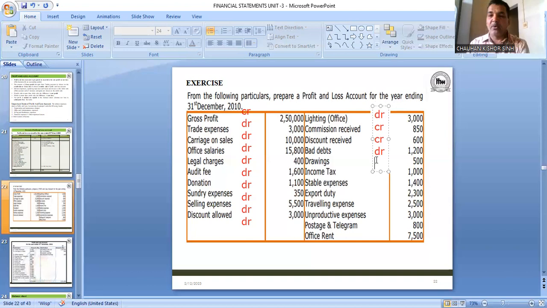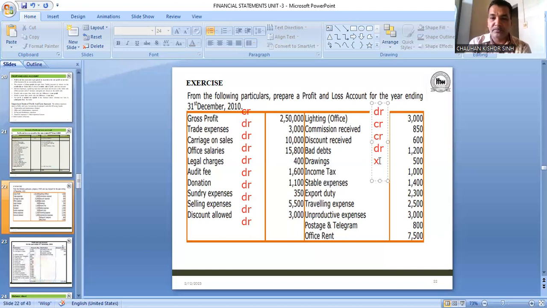So drawing we record in the balance sheet, and that drawing we subtract from the capital. It is not recorded in the profit and loss account. So it will not come in the profit and loss account. It will come in the balance sheet. And right now we are not preparing the balance sheet. That's why I have canceled it. But definitely when we have to prepare the balance sheet, then that drawing will be subtracted. It will be minus from capital.